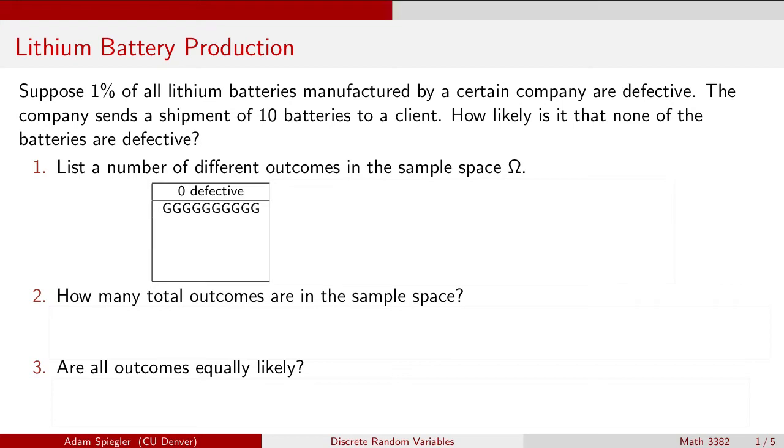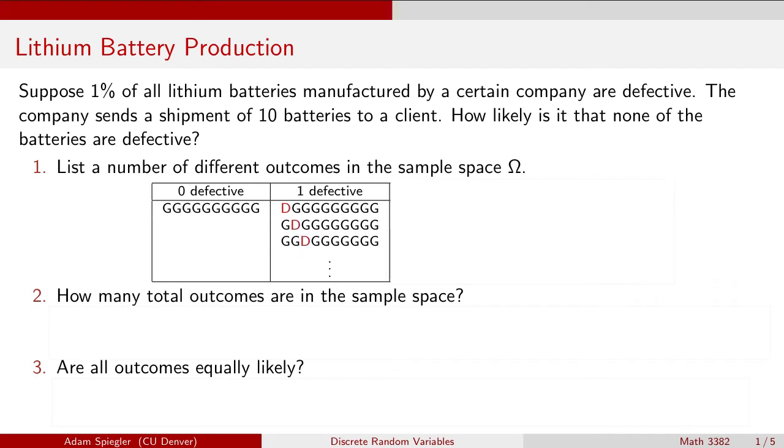Of course, all sorts of other things are possible. It's very possible that we send a shipment that has one defective battery. And there are more than one outcome that would lead to that. So for example, we are going to consider this outcome, which is the first battery is defective, the last 9 are good, as a different outcome from the first battery being good, the second one being defective, and all of the rest being good. So we have a whole bunch of ways, in fact, 10 of them, 10 different outcomes that would have one defective battery in it.